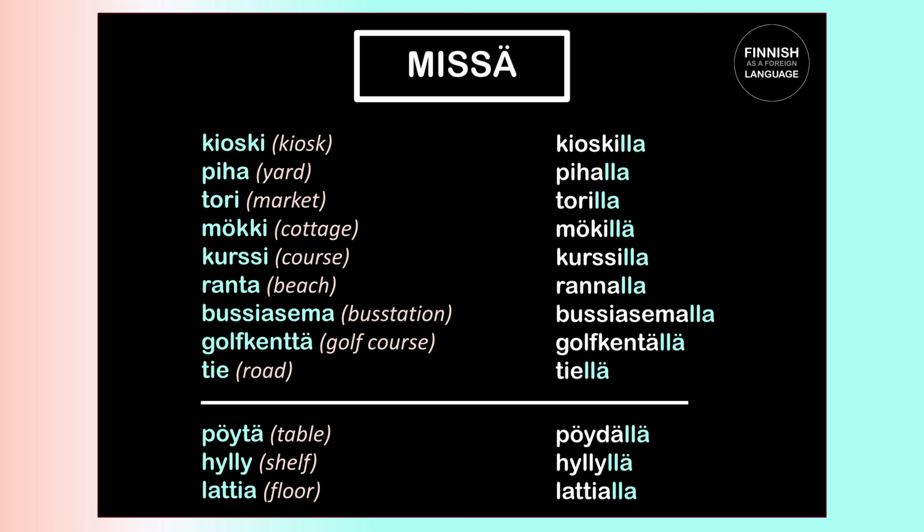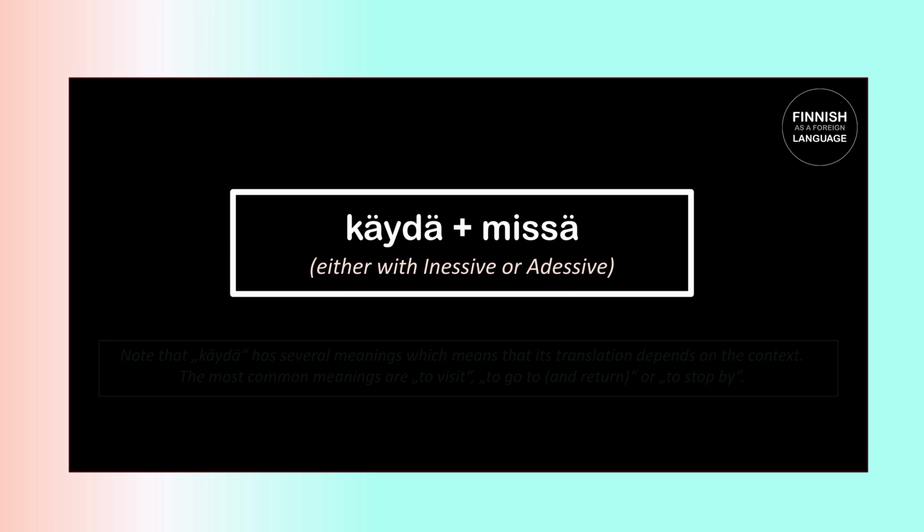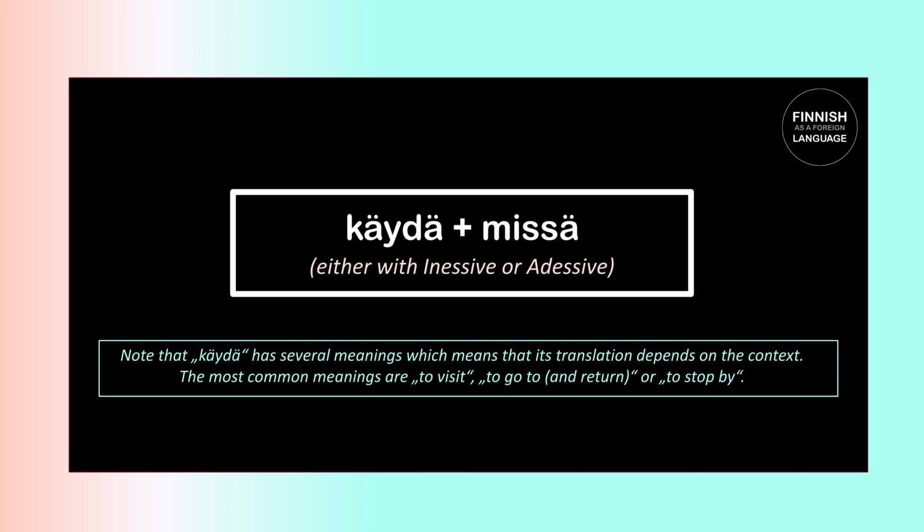Now, sometimes you will also come across the verb käydä, which actually has many meanings. The most common ones are to go or to visit. Here we are going to focus on its translation as to go, in the sense of going somewhere and staying there for a short time. The rule is pretty easy. Käydä plus missä, which means that the place we are going to, in combination with the verb käydä, has to stand either in the inessive case or adhesive case.